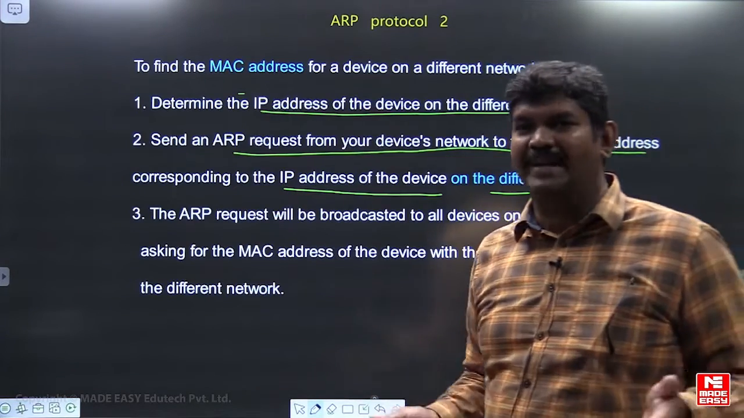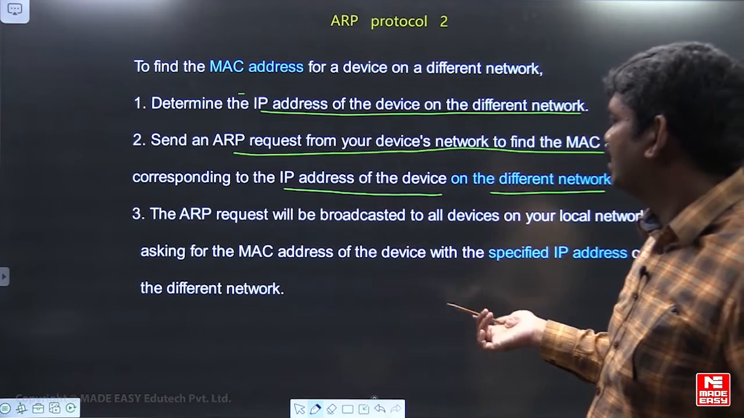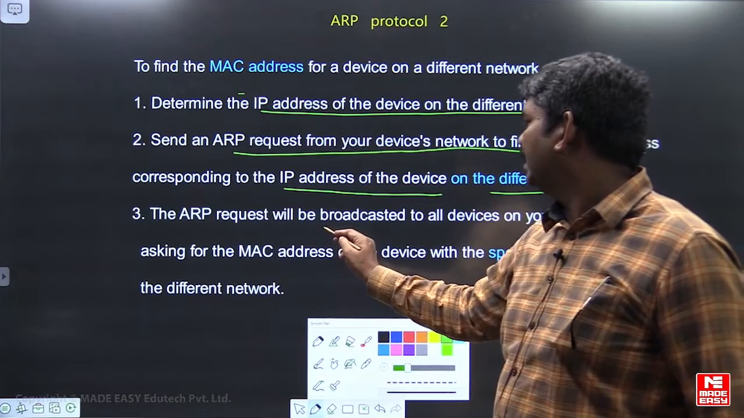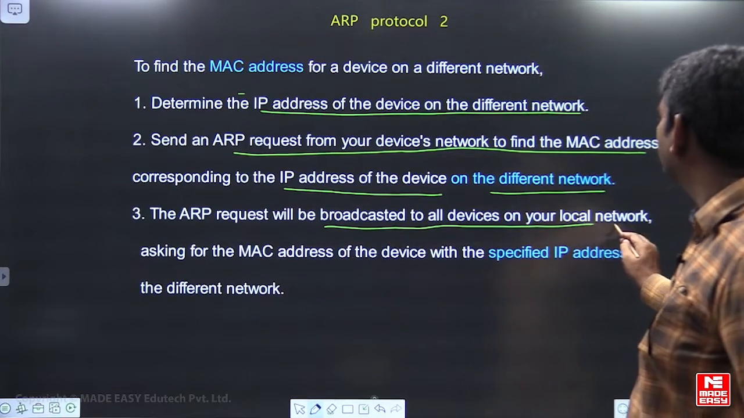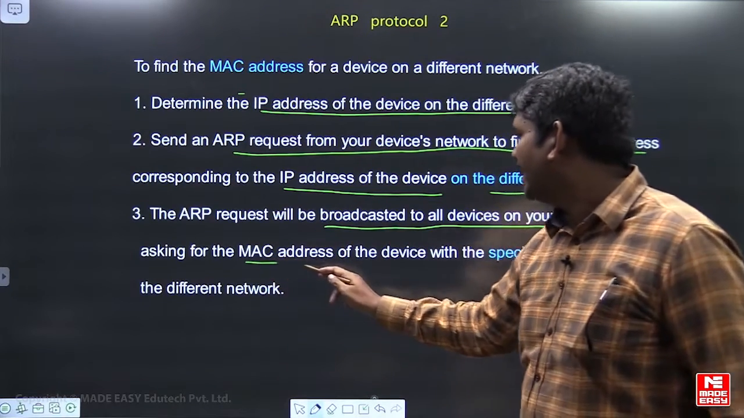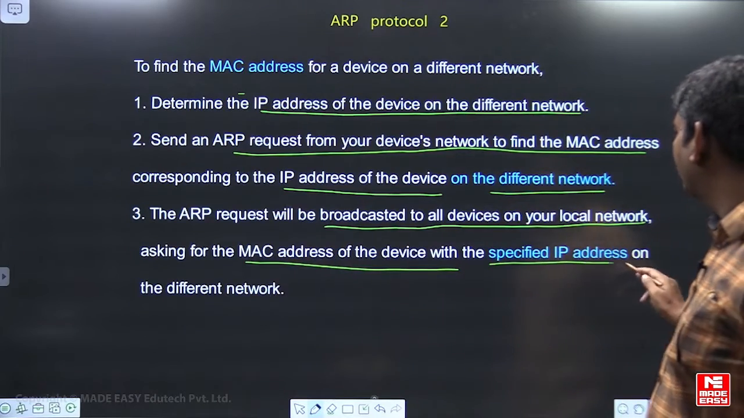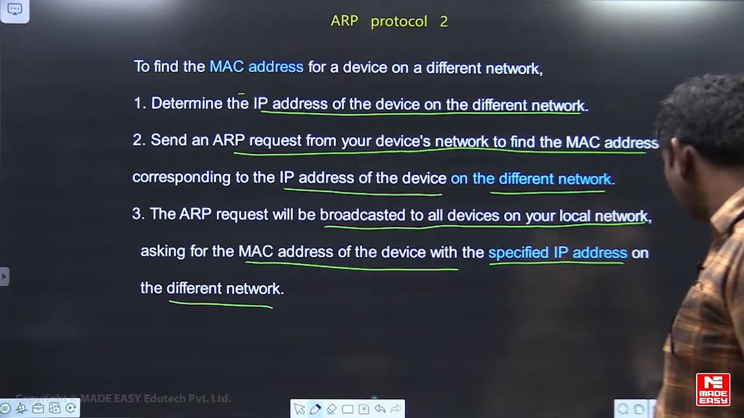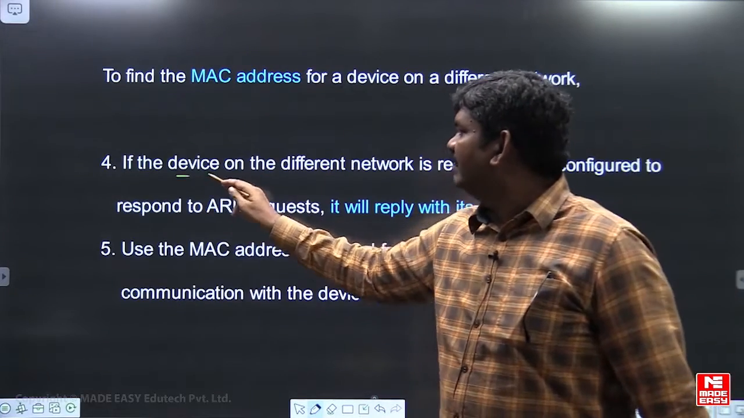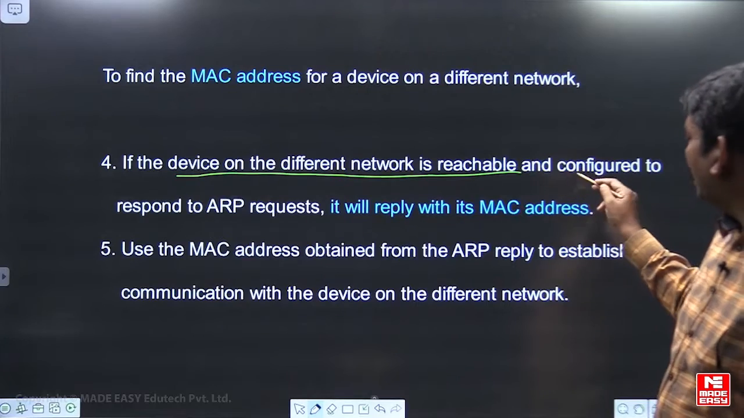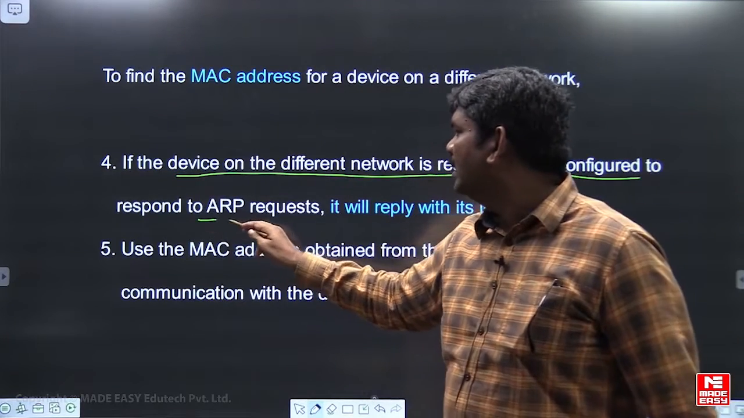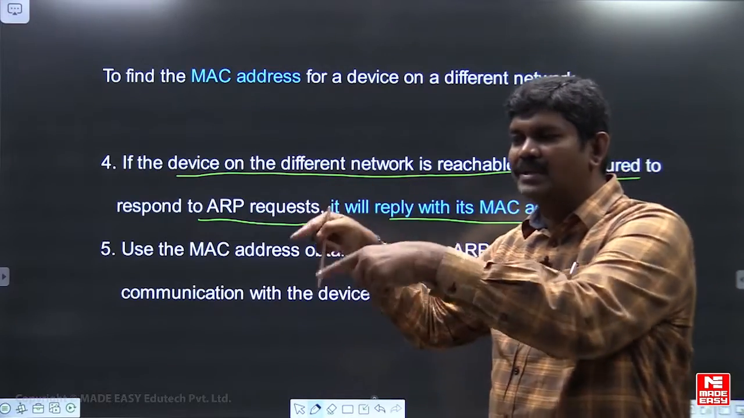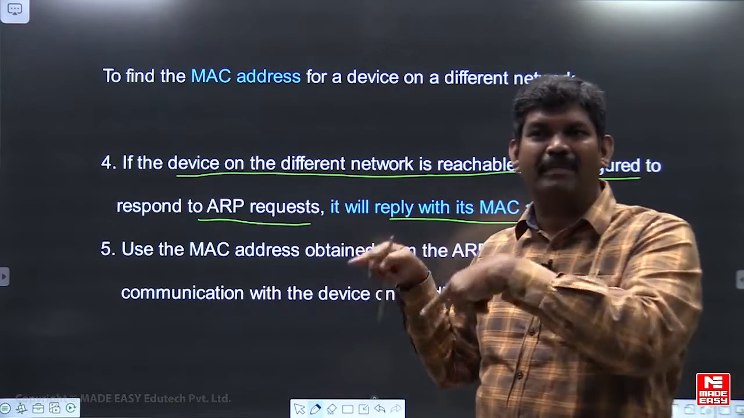What I have explained is given in these statements. Now you can see the third statement: the ARP request will be broadcast to all devices on your local network, asking for the MAC address of the device with the specified IP address on a different network. That is what we have done in the first step. Now the next one: if the device on the different network is reachable and configured to respond to ARP requests, it will reply with its MAC address. What is the meaning of it? If the router knows the MAC address of the destination, it will give a reply.